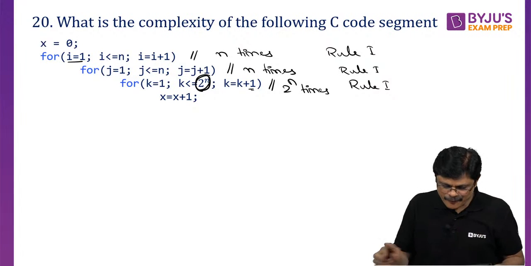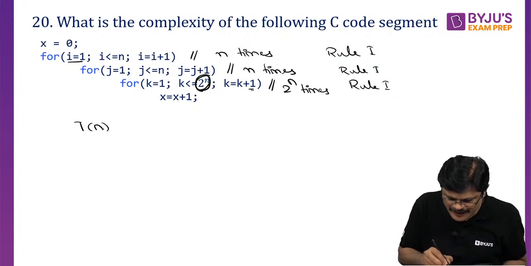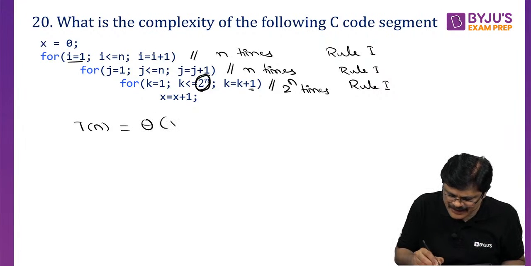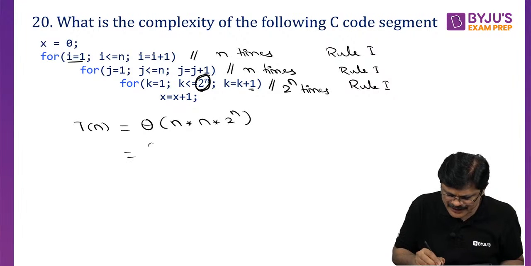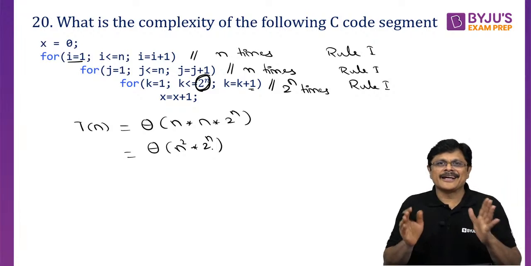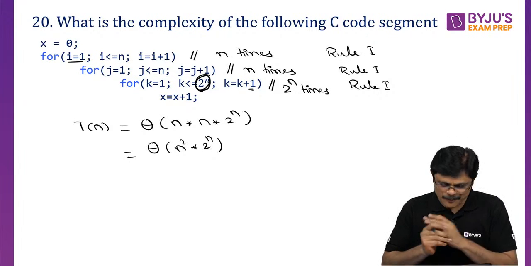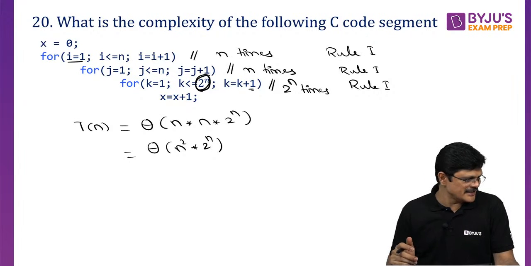Got it? Therefore, what is the time complexity of this code, my dear friends? Theta n into n into 2 power n, so that is theta n square into 2 power n. And that is the time complexity. Hope you all understand. Is the idea clear?